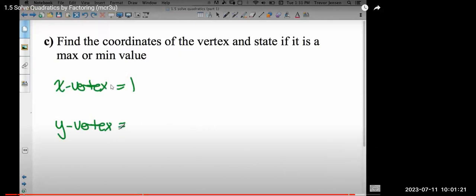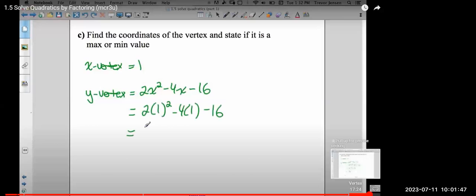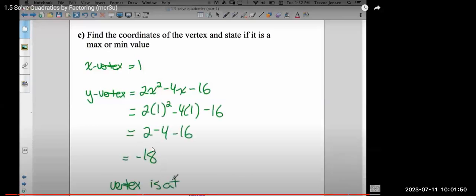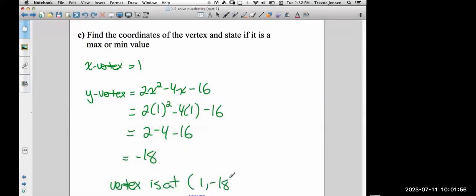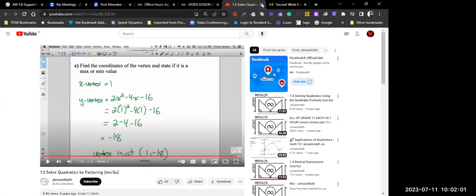Well, if my axis of symmetry is at 1, I plug 1 into the original equation and find what y is. So that's what I did there, right? Whatever value I find is my y for the vertex, and then my vertex coordinate is going to be 1, comma, whatever this value is. So my vertex is at (1, -18).